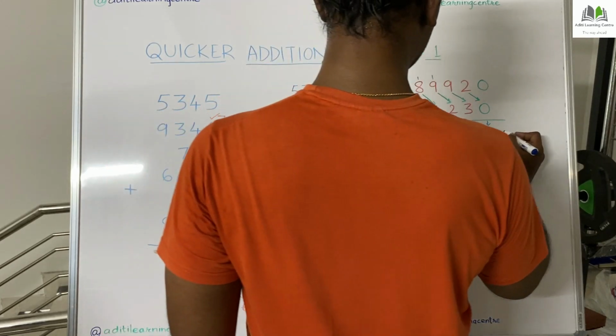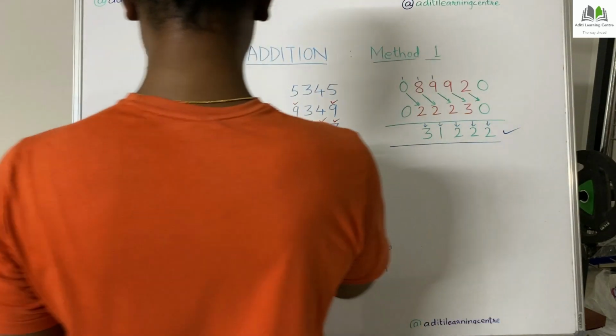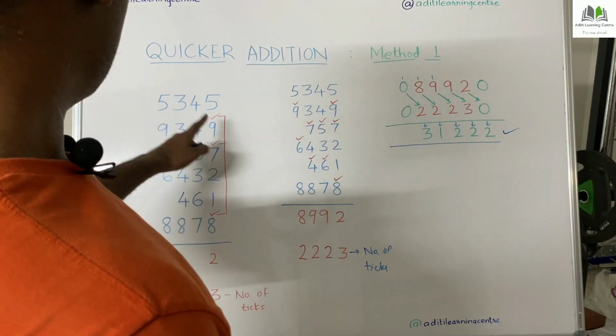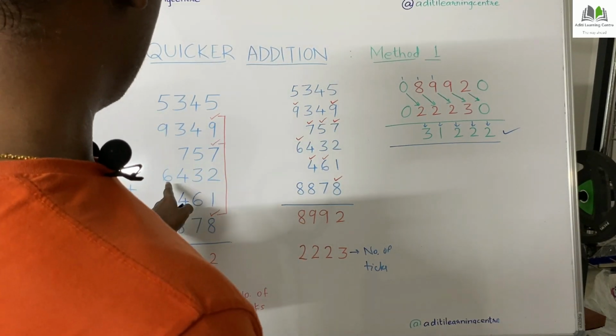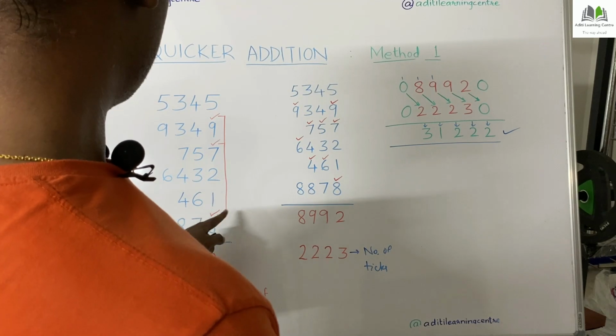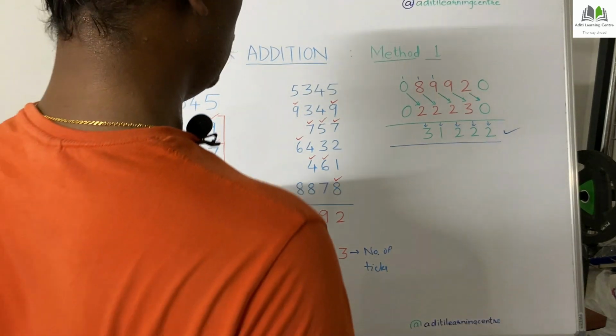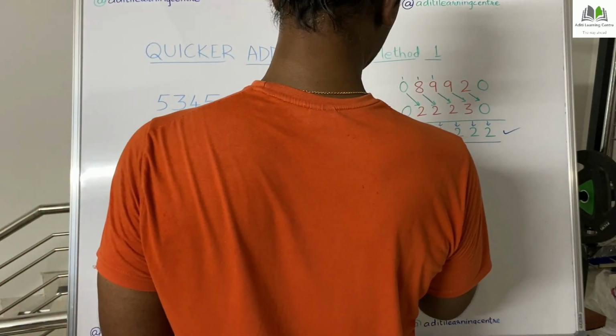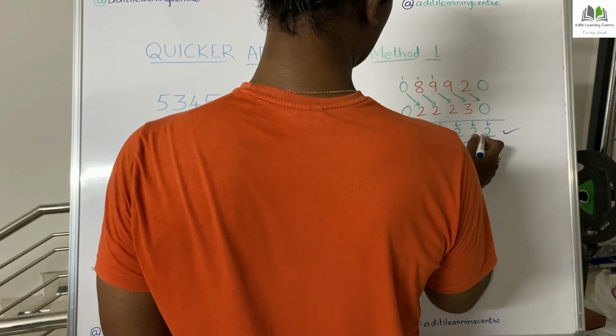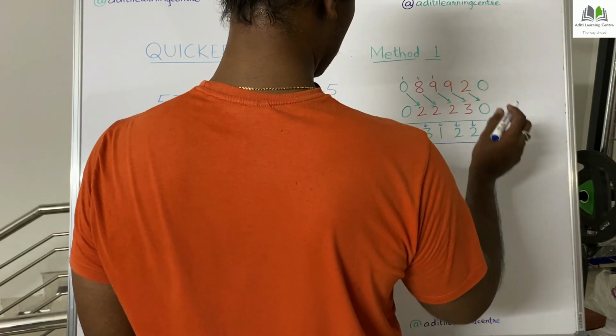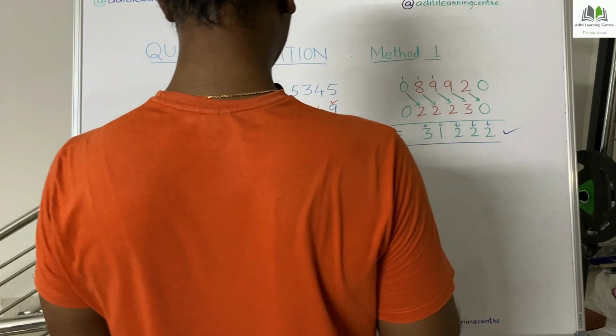So this gives the total of the series of these numbers, that is 5345 plus 9349 plus 757 plus 6432 plus 461 plus 8872 equals 31,222. So this is the ticks method of addition.